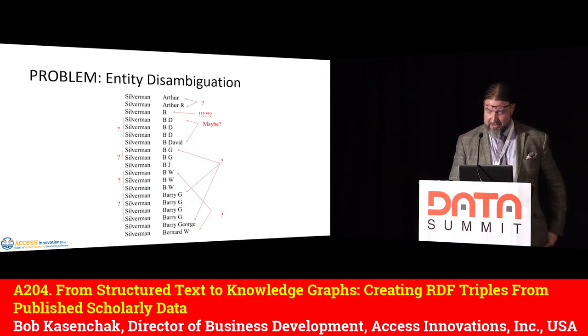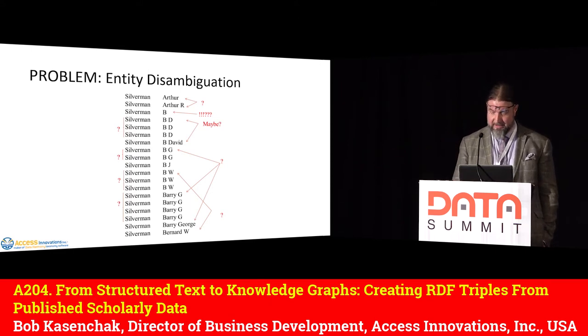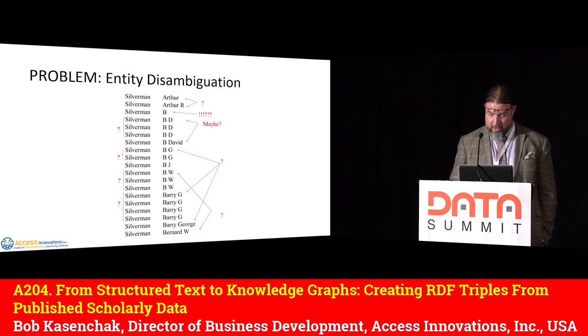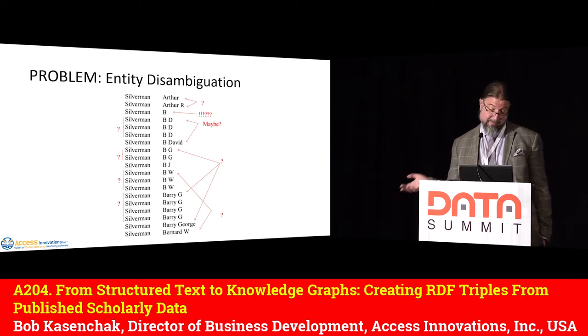This list of names is actually excerpted from a data set of actual names from published academic content. The duplicates in this excerpt indicate that the text string, like B.D. Silverman, occurred more than once. Is Arthur Silverman the same person as Arthur R. Silverman? Are B.G. and Barry G. and Barry George Silverman the same person in all cases?